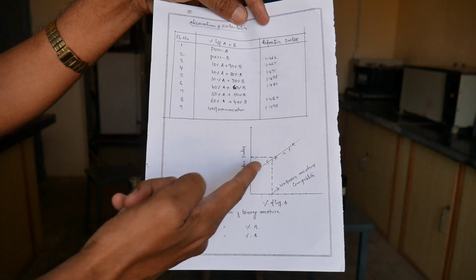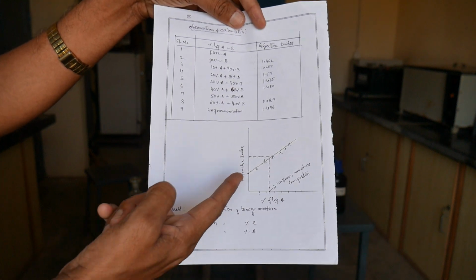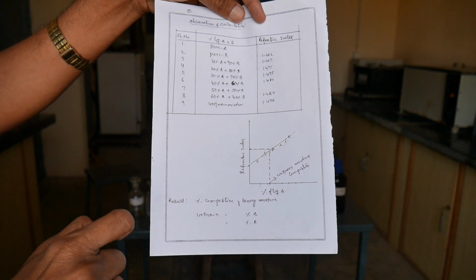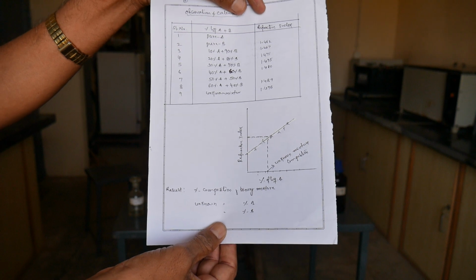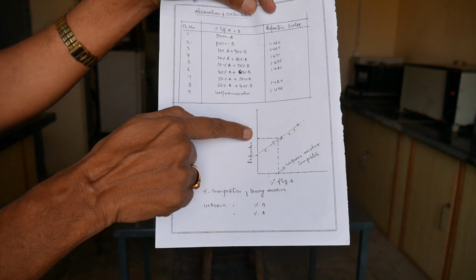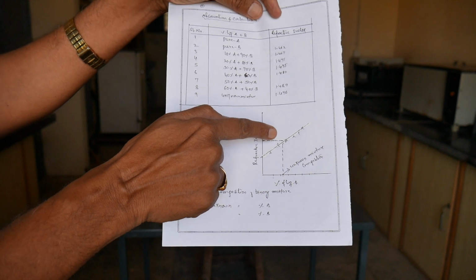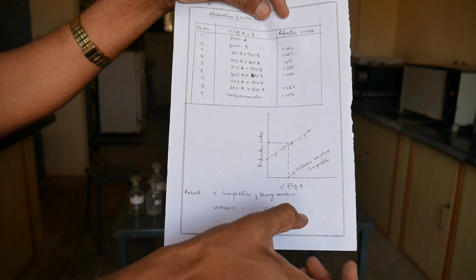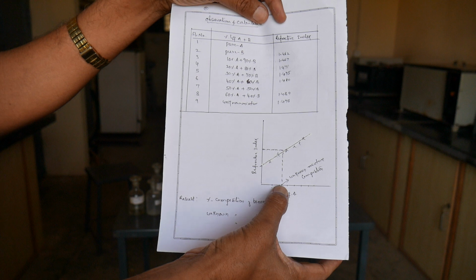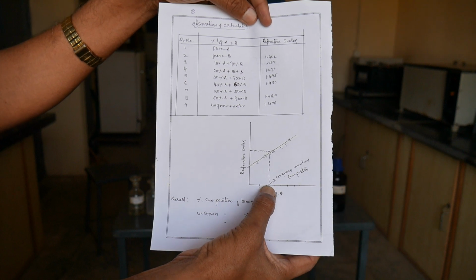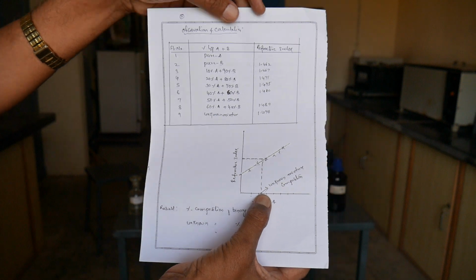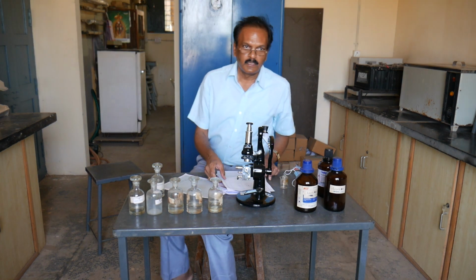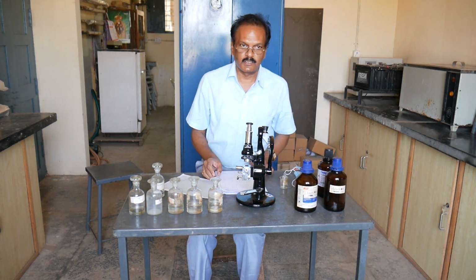Then you draw the line in this direction and extend it backward so that it cuts the y-axis. You take the solution whose percentage is to be calculated, mark its refractive index on the y-axis and extend the line across, and it cuts the graph at this point. Draw the line vertically down to the x-axis. The point where it cuts the x-axis gives the percentage composition of the given organic liquid with the help of this graphical representation. This is how we can determine the composition of the given organic liquid using the Abbe refractometer.